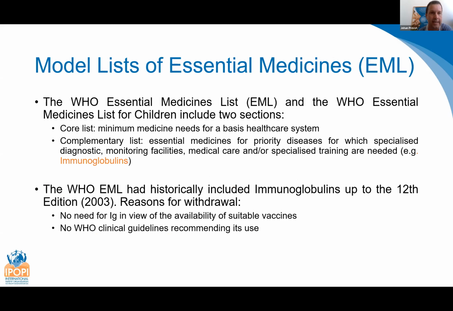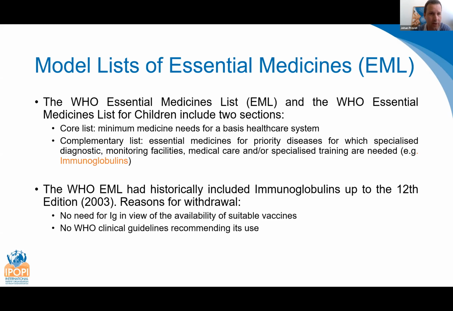my presentation on today. So I won't spend too much time because Yann very eloquently went through the top lines of what these lists are. Just perhaps to add, besides the fact that you have an essential medicines list for adults and one for children, you should probably know that each of these lists is actually split into two sections. You have a core list, which includes the minimum medicine needs for a basic healthcare system. And then you have a complementary list for essential medicines for priority diseases, for which specialized diagnostic, medical care or specialized training are needed. Yann very rightfully mentioned that more expensive medicines have been increasingly considered by the WHO. This is certainly the case for us and immune globulins.